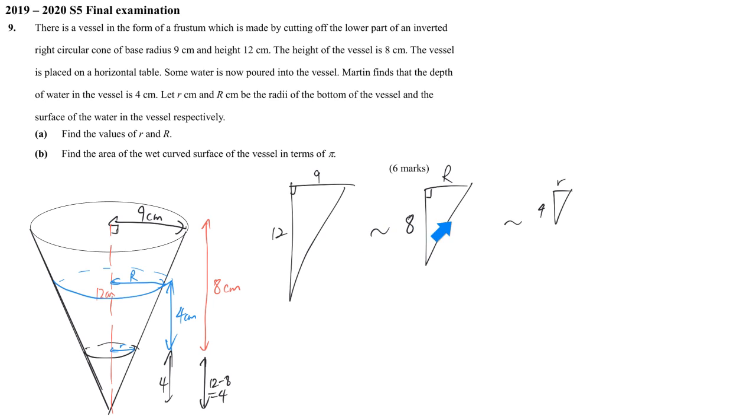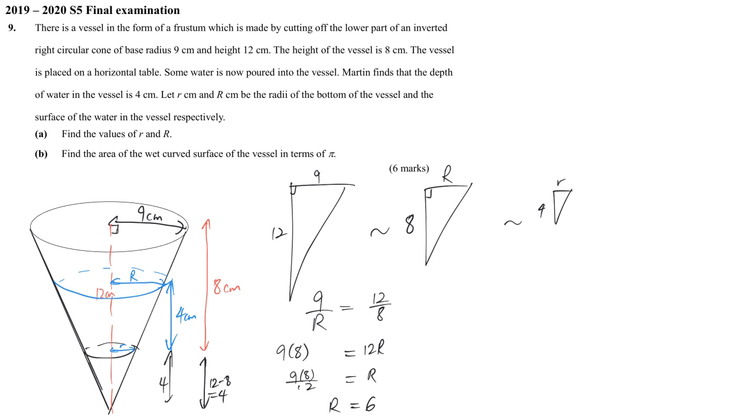So we have the similar triangle like this. After that, we just simply use the ratio to handle it. For any similar triangles, their length ratios are fixed. So 9 to capital R should equal 12 to 8. 9 times 8 is equal to 12R. So 9 times 8 divided by 12 will give you capital R, and R is equal to 6.